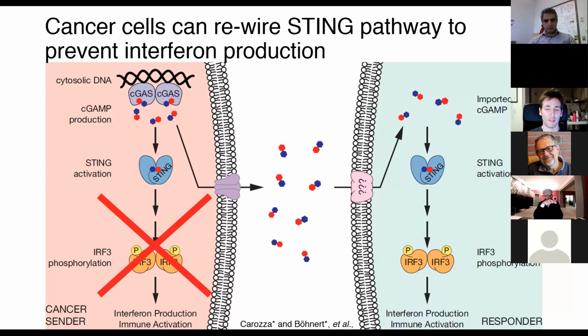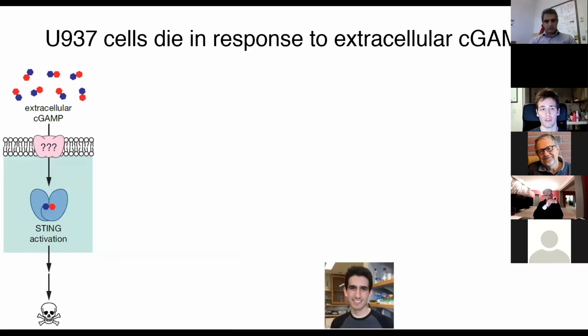Unfortunately, when we found this out, we actually had no idea how cGAMP was transmitted between cells. And specifically, we're interested in trying to determine how cGAMP is imported into responder cells. So Anthony Cordova in the lab a while back now discovered that cultured cell line U937 cells will die in response to extracellular cGAMP. And this seemed like a good observation to exploit in order to try to identify the cGAMP importer.